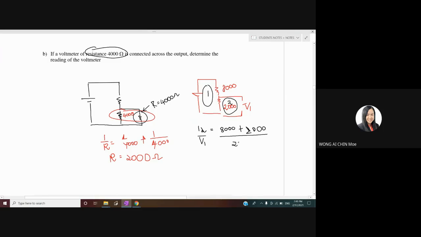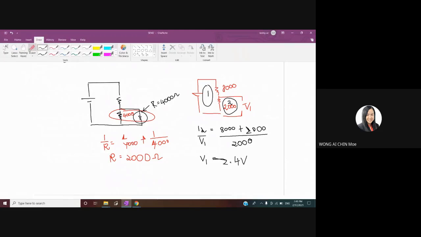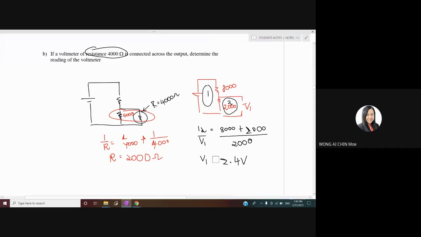So you can find your V1. You cancel off, and you will get your V1. If there is an internal resistor inside the voltmeter, you will get 2.4 volt. So if you don't understand, you can pause the video and calculate again. So the answer V1 is equal to 2.4 volt.